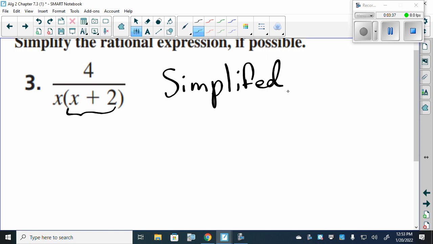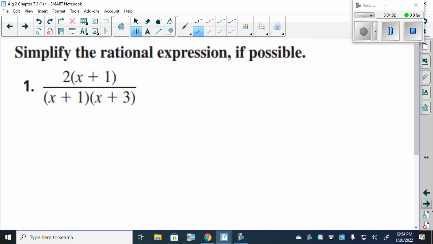Putting that one at the start is a little misleading, but I do want to point out that we can't just simplify this 2 and 4 because there's a common factor of 2. That 2 is stuck with the x. Anytime we have addition and subtraction, they are stuck together. They are one term, so we have to treat the x plus 2 as a single term. We can't just simplify the 4 and 2. So this is as simplified as it gets.